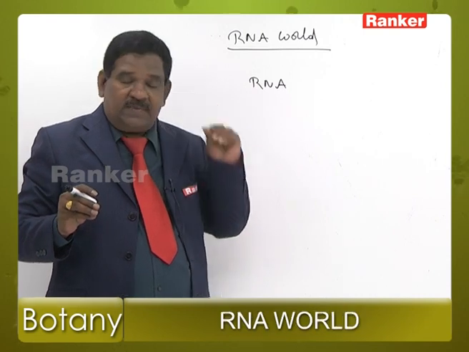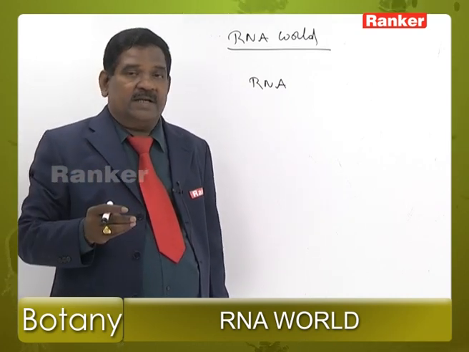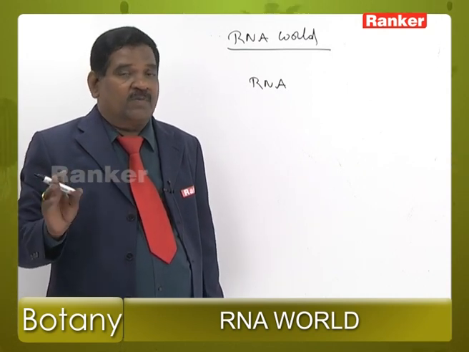And one of the experiments, shown by Griffith, which we already studied: the heat-killed S strain of Streptococcus pneumoniae. From that, DNA is transferred to the R strain. That means even after the S strain is killed by temperature, DNA is not affected. Of course, only the hydrogen bonds are broken, but it retains its character and transforms the R strain into the S strain.